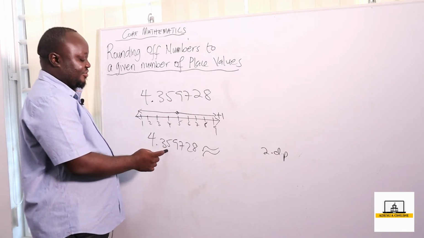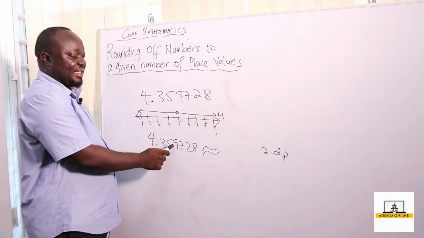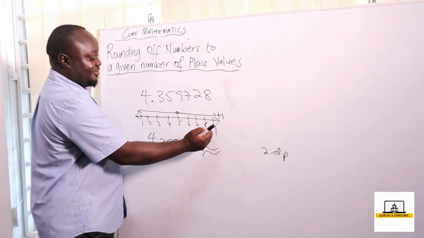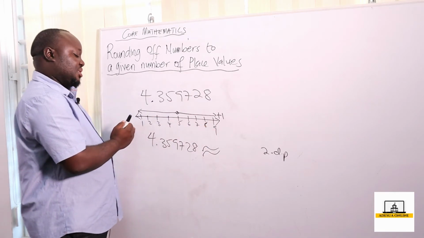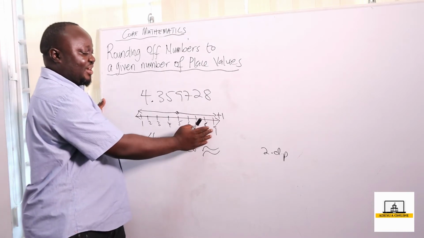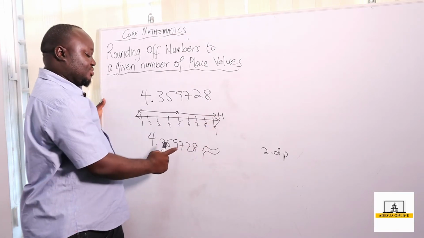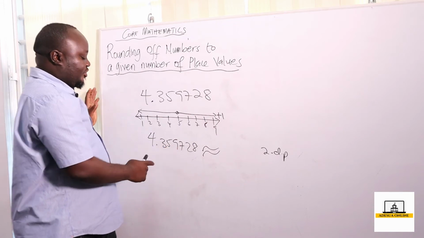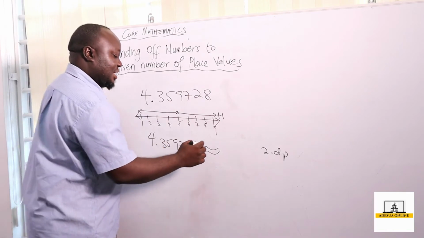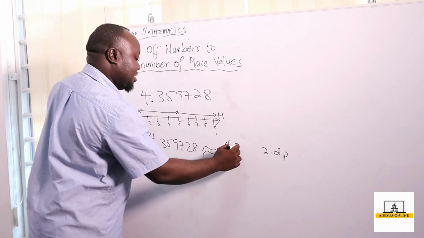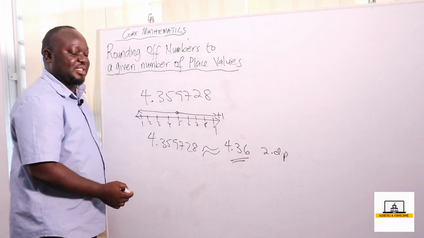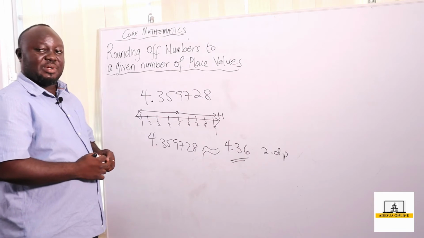So 4.35. Now, the next number, which is 9, is it closer to 5, or is it closer to 9 itself, or is it closer to 0? So we watch, the 9 is closer to 9 over here, so we are going to add plus 1 to this 5. So for 2 decimal places, the number becomes 4.3, and we add 1 to the 5, which is 6. So 4.36 becomes our answer to 2 decimal places.